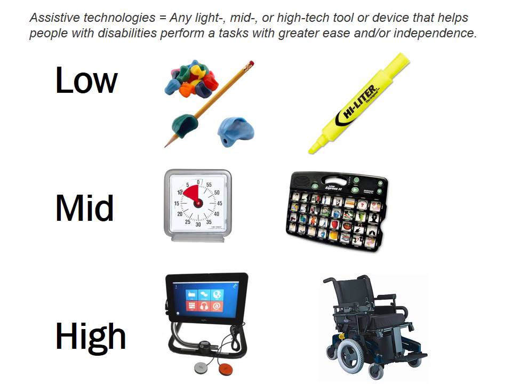Assistive technologies are any type of tool or device that can help people with any kind of disability perform tasks with greater ease and or independence. And actually, assistive technologies don't just help people with disabilities, they can help all people. For example, television remote controls are things that make it easier to change channels, usually, if you can find the remote.